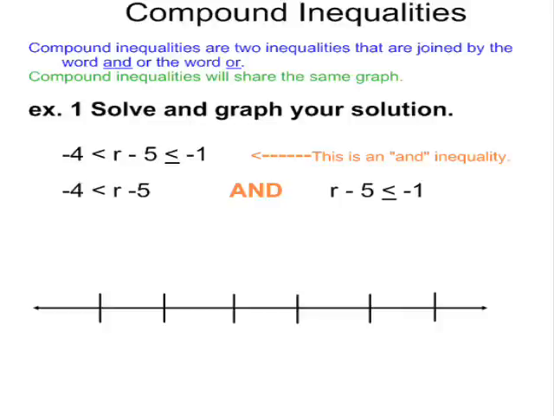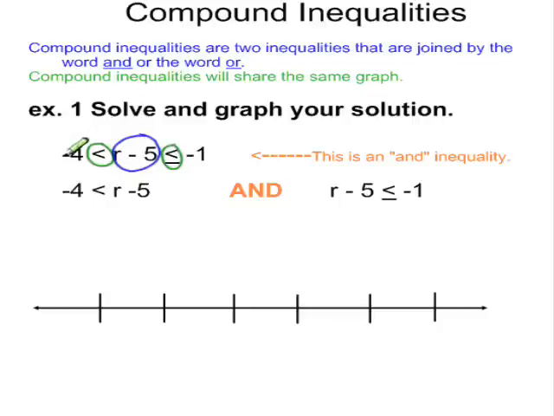In example 1, we have an and inequality, and I know this because I can look at the inequalities here, and we've got 2 in the same problem that is sharing a common term in the middle, this r minus 5 here. It's being shared by both. So this is an and. They're joined together by the word and, even though we can't see it. In order to solve this problem, we're going to have to split them apart.